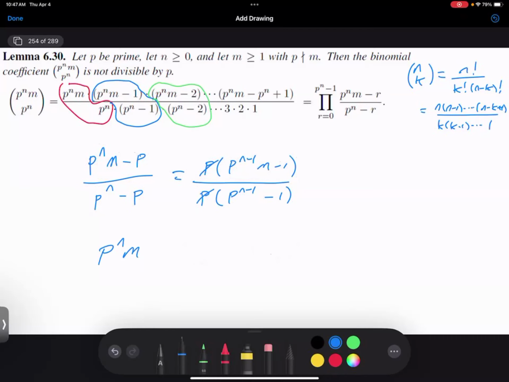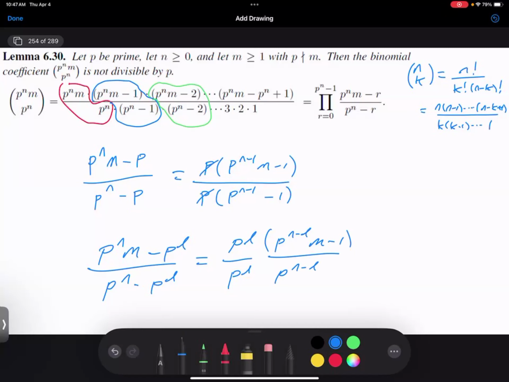So now instead of having p to the n m minus p, maybe I have minus p to the l. And the argument is extremely similar. I now just pull out a p to the l, and I'll have p to the n minus l m minus 1 over p to the n minus l minus 1. And we see again, the p to the l's cancel. So when I look at these fractions term by term, whatever number of copies of p I have in the numerator, I have in the denominator, they always cancel. So this number is going to be relatively prime to p. It's not going to be divisible by p.